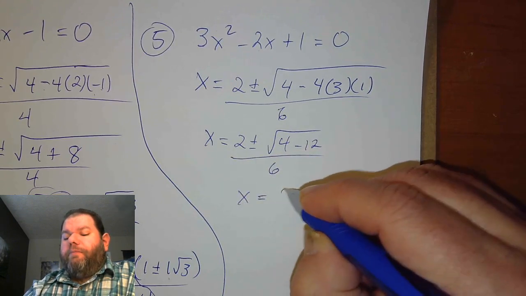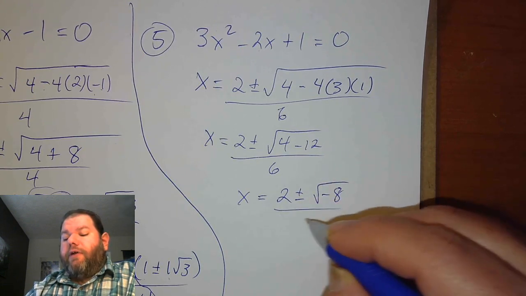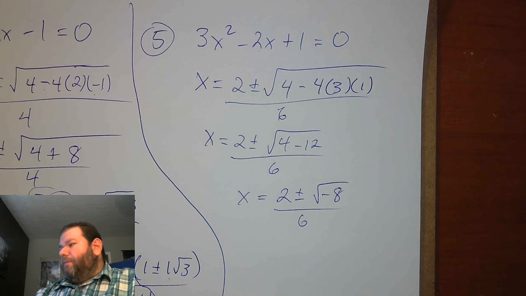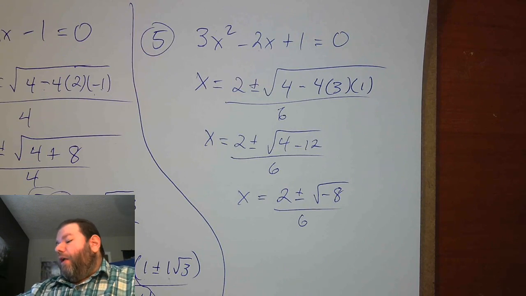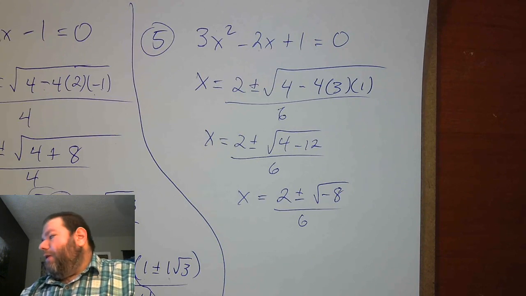Now, that ends up being a negative 8 under the radical. And if we have a negative under the radical, what type of number is that? Imaginary, right. And so, knowing that that's going to be an imaginary number, we know the negative will become an i, exactly.